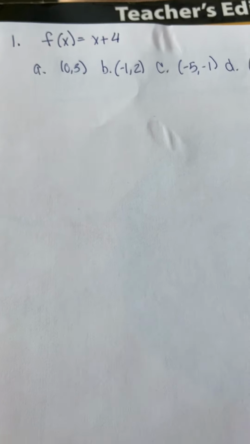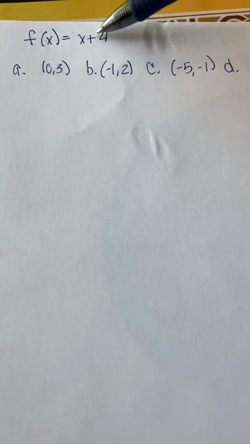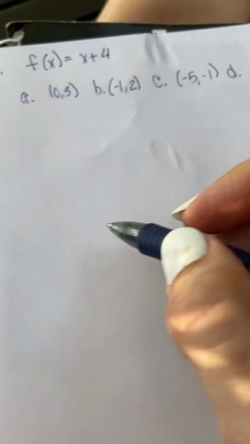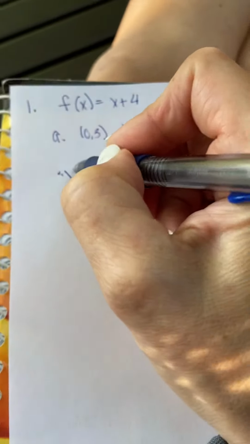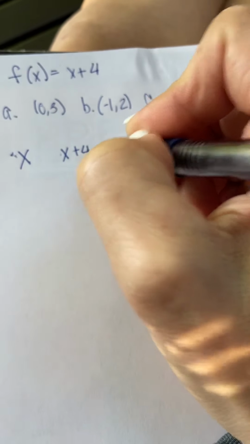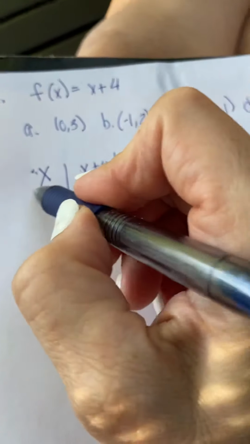Like number 1, it says f of x equals x plus 4. What I like to do is make a little table. I'm going to have x, x plus 4, and then the y value. This is for all x and y values.